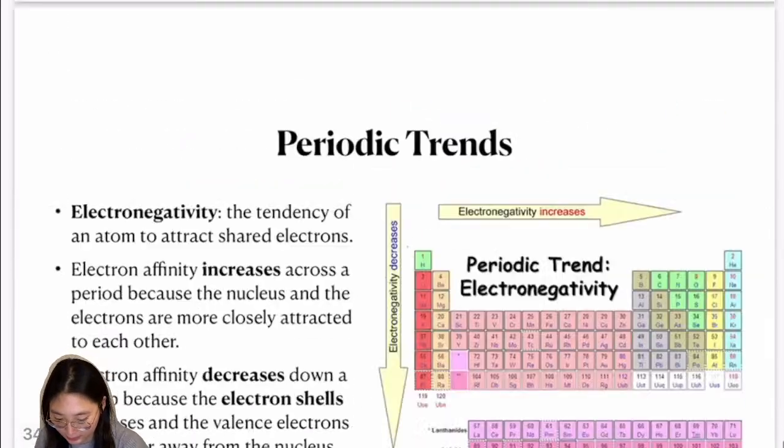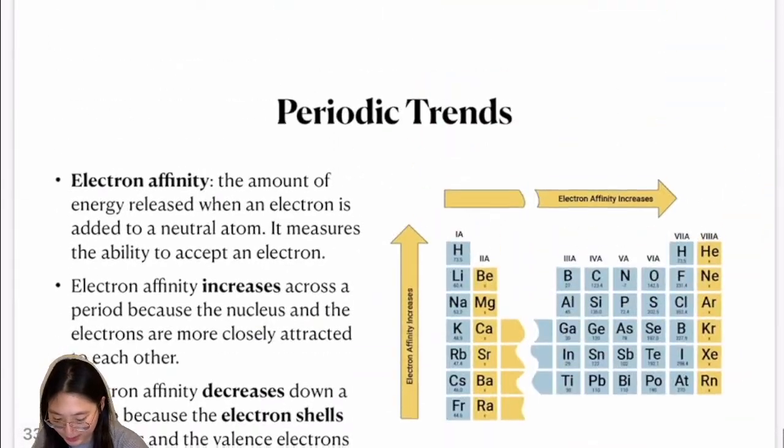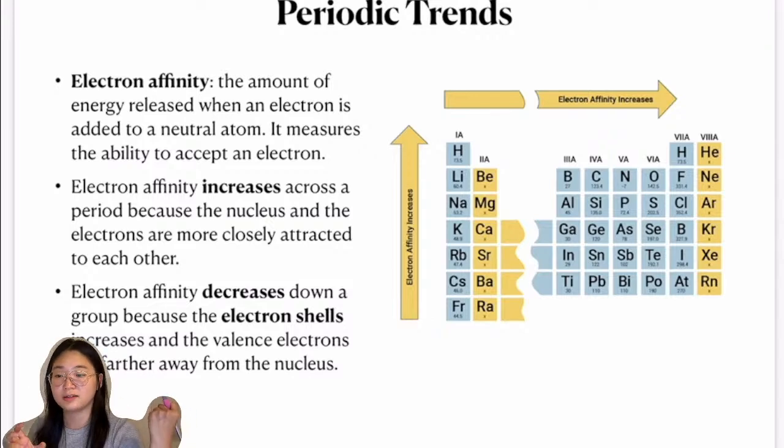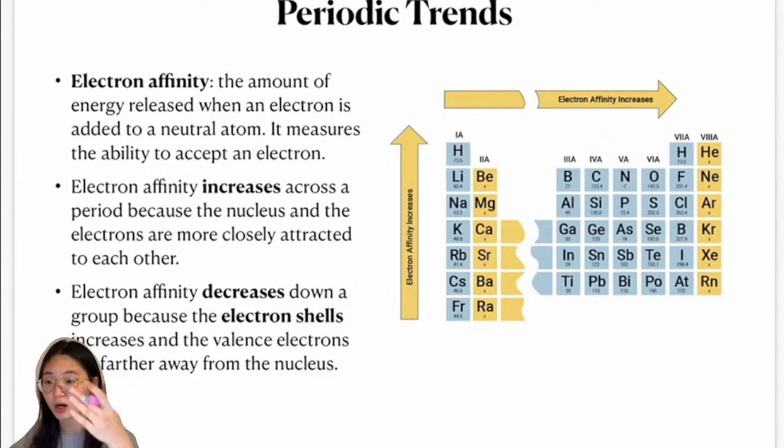And then the next two are electronegativity and electron affinity. Okay, so first off, let's talk about electron affinity. Electron affinity is the opposite of ionization energy. Remember that ionization energy occurs when you're trying to remove an electron. This time you're trying to add an electron to an atom.